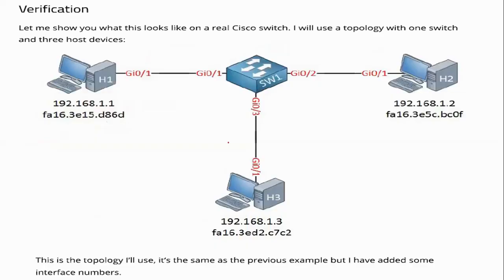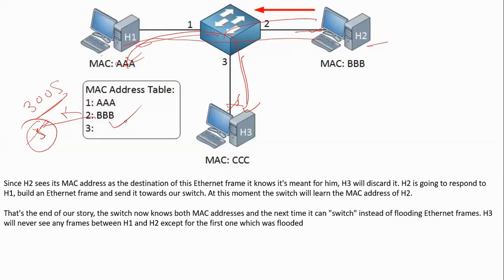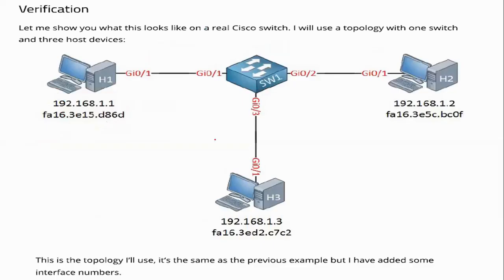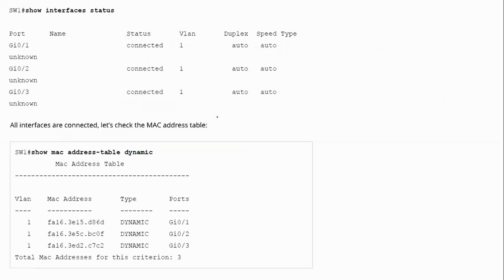How? Let me show you. Now we have the real switch. In the real switch, same example, we have the interface, we have the computers, we have the real IP and the MAC address. Okay, let me show you. I run the command show interface status, and I found all the interfaces are connected, and duplex also connected.